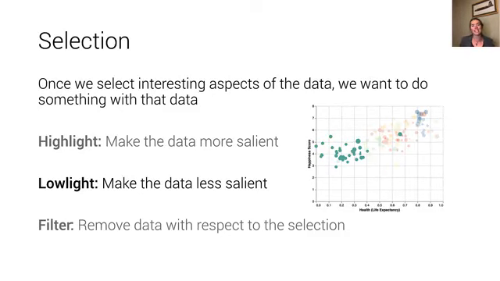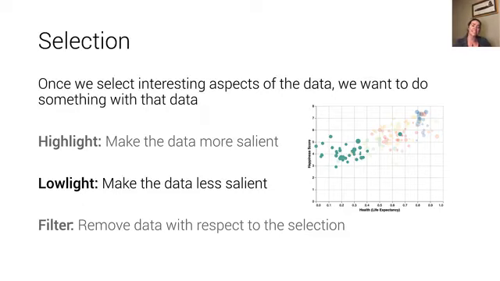Another way of making data more salient and making it stand out better once we select it is low lighting. So the basic idea in low lighting is we're going to take all the data that we don't care about and we're going to make it less salient. We're not going to change the data we've selected at all. So for example, in the scatter plot we see here, we're interested in this class of green points. So we can leave them fully opaque and make the rest of the data that we don't care as much about partially transparent. This makes it really easy to quickly find those core green points that we care about.